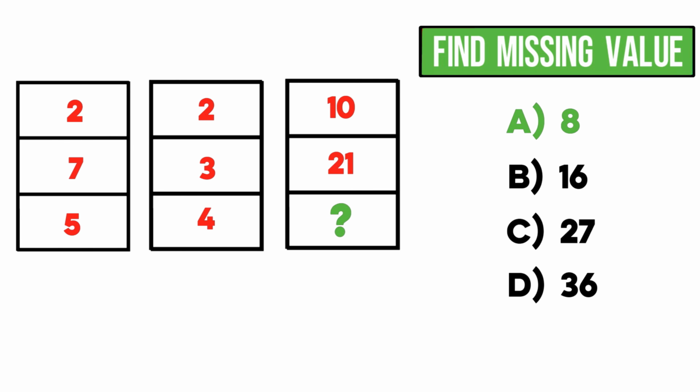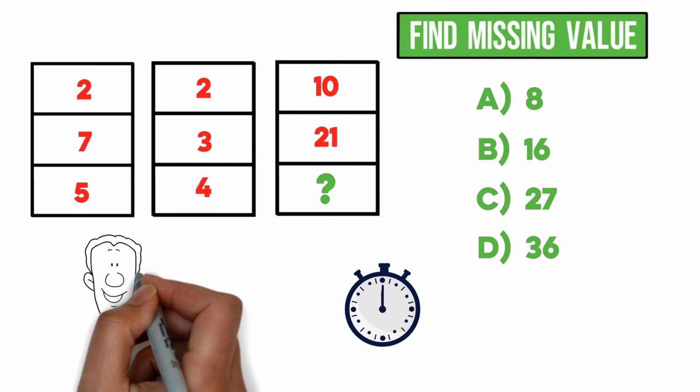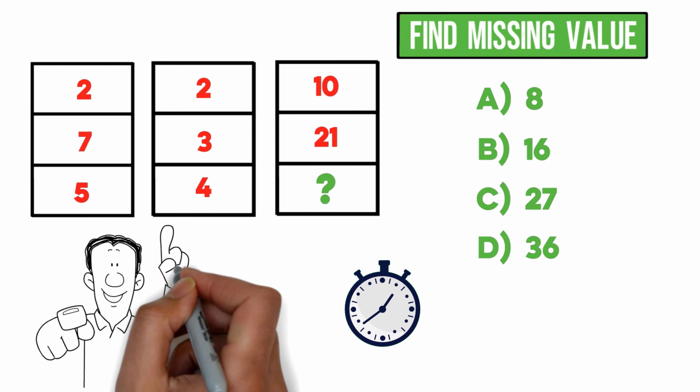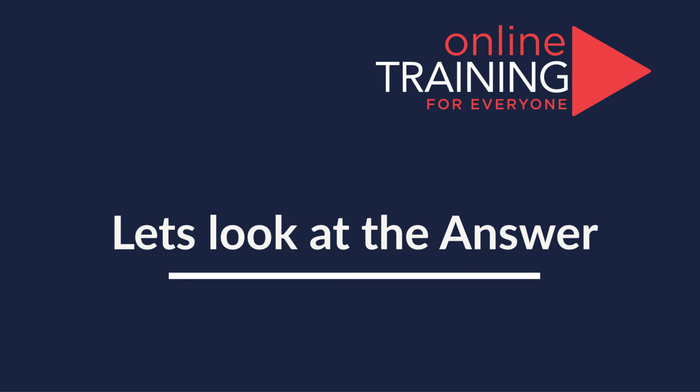Choice A, 8. Choice B, 16. Choice C, 27. And choice D, 36. Do you think you can recognize the missing value? Give yourself 5 to 10 seconds to see if you can come up with the answer. Did you figure out the solution? Let's continue to see how we can get to the correct solution together.